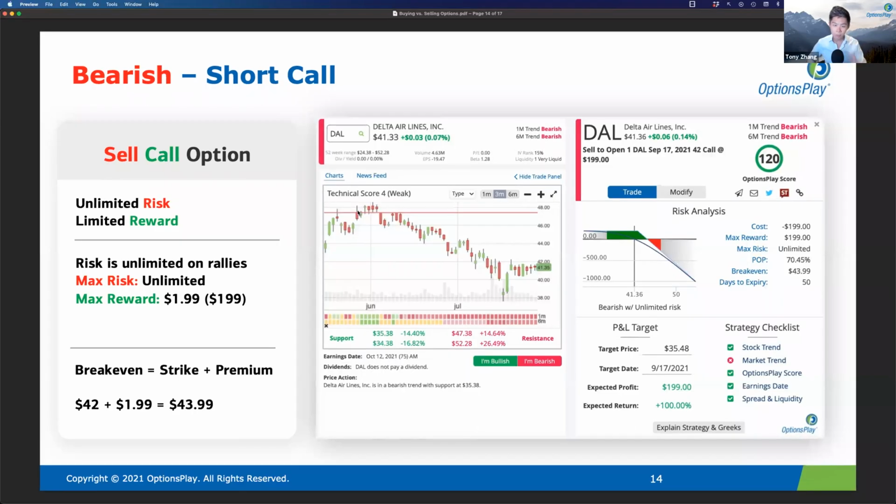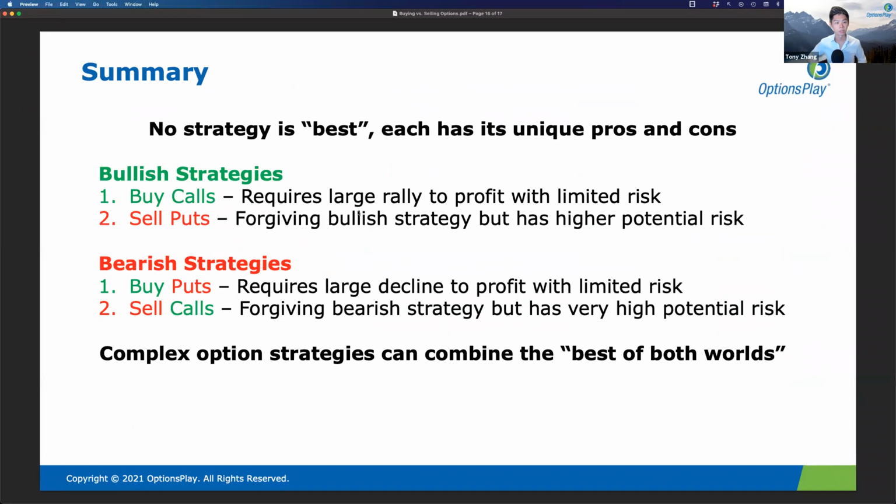So, just to summarize everything that we discussed here today, it's important that we don't think of these strategies as good or bad, because there's really no such thing as a good or bad strategy. It's all about understanding the unique pros and cons of each individual strategy.